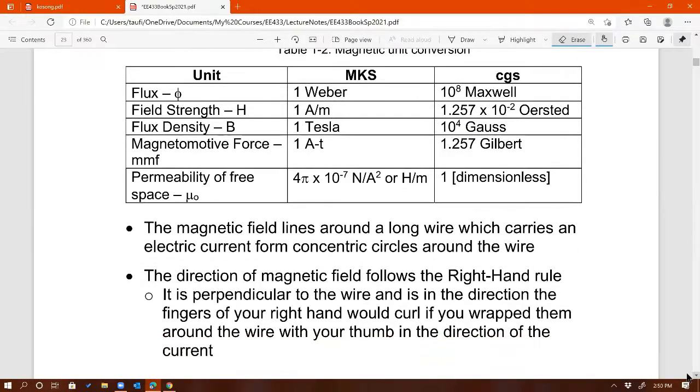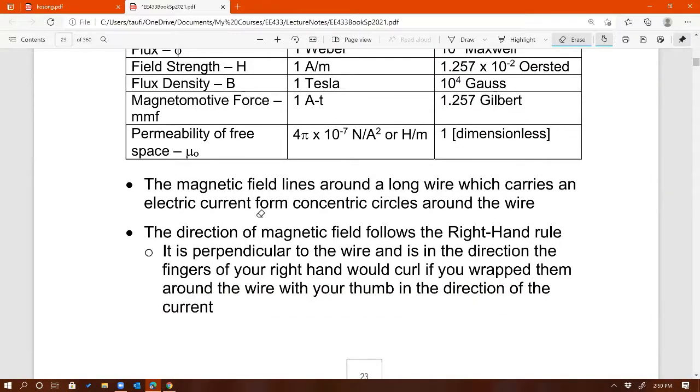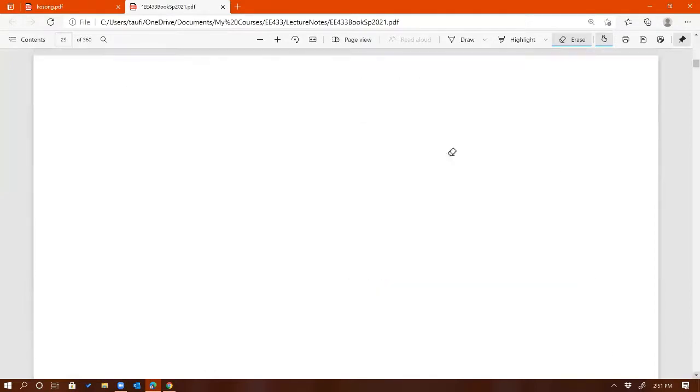Okay, so you need to pay attention to the units. Okay, that's that for the units. And then as we saw before, the magnetic field lines around a long wire which carries an electric current form concentric circles around the wire. The direction of the magnetic field follows the right-hand rule. We all know that already, and it is perpendicular to the wire. I won't go through that anymore.